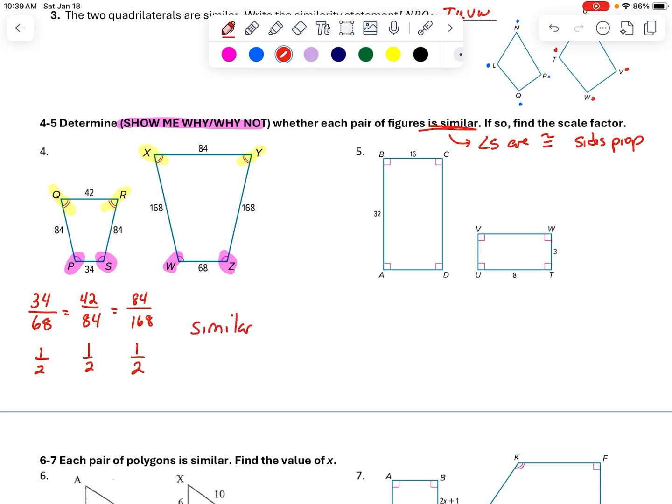figures. And lastly, we had one other statement. No, we just had to state the scale factor. So the scale factor is 1/2. Okay.